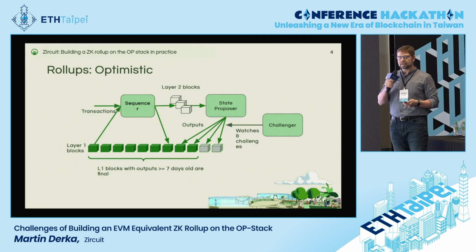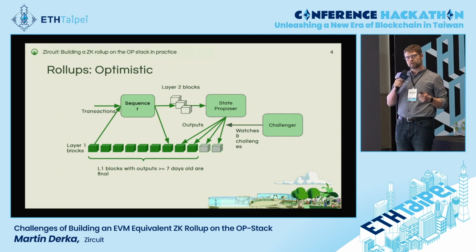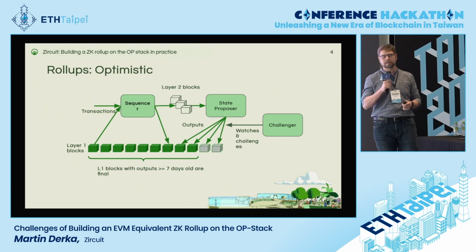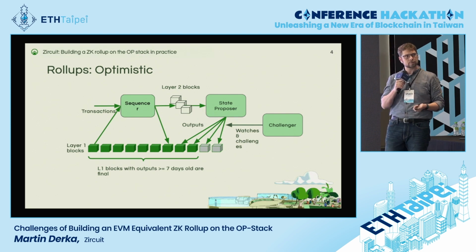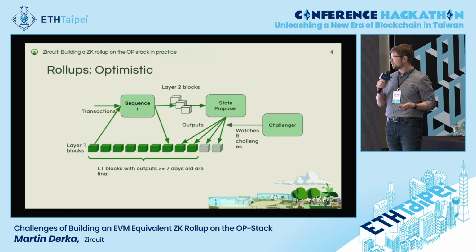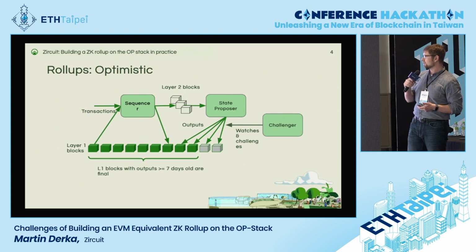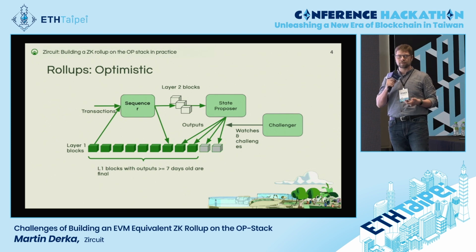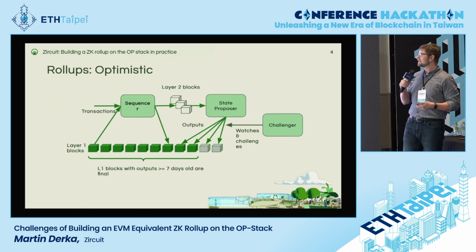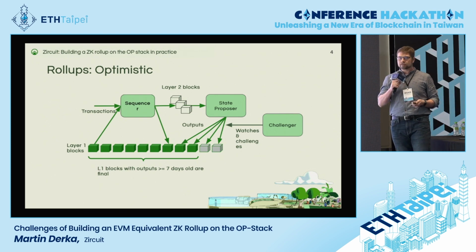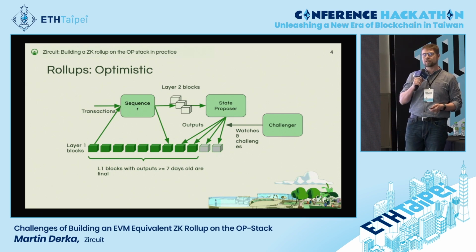Then we have another actor, that's the state proposer. So the state proposer, every once in a while, takes a look at the state root of the blockchain that is formed. That's your layer 2. It's going to take this state root, and it's somehow going to record it onto L1 inside of some kind of a smart contract, right? And then in the case of optimistic rollups, we have another role. That's the challenger.